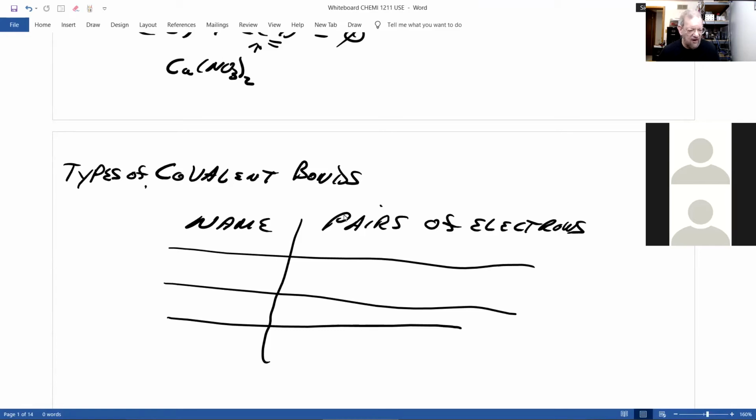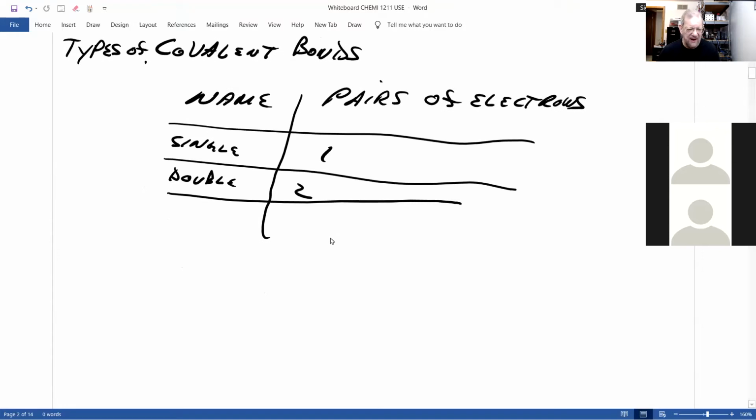And you should know the first one is a single bond, and it's 1 pair of electrons. Double bond, 2 pair, and finally, triple bond, 3 pairs. So single bond, 1 pair of electrons, double bond, 2 pair, triple bond, 3 pair.